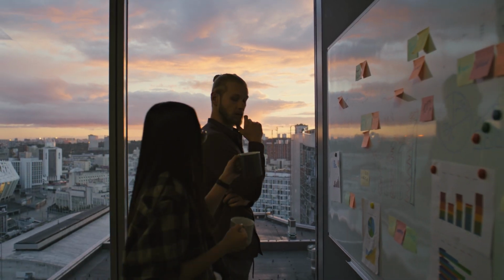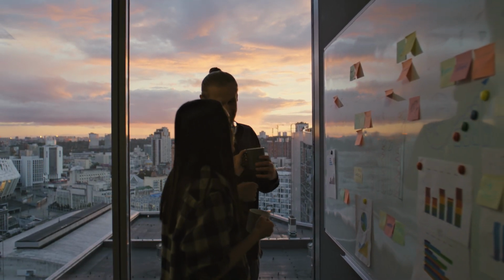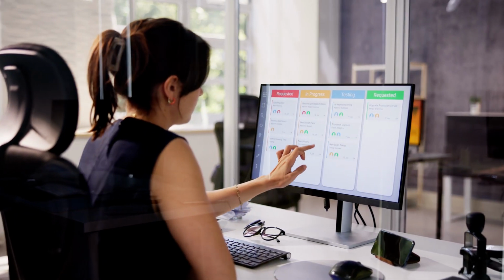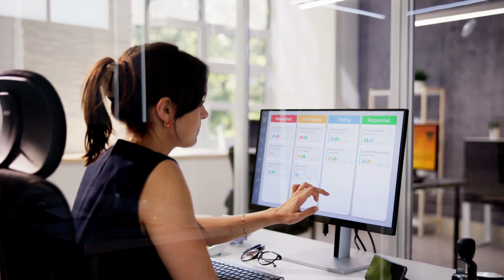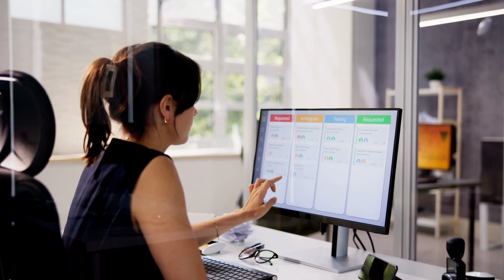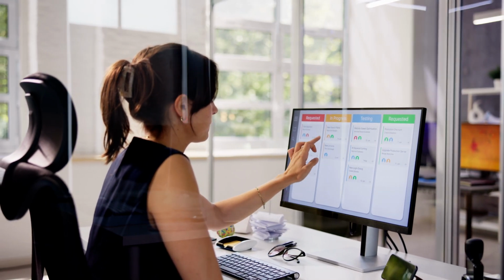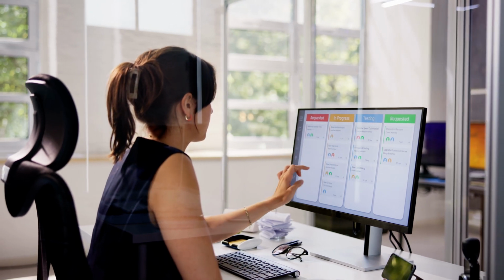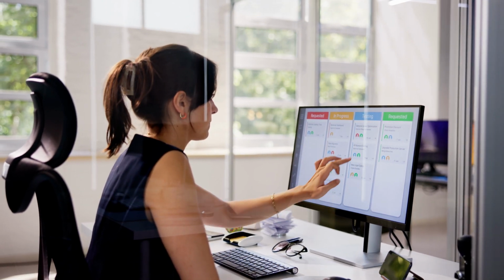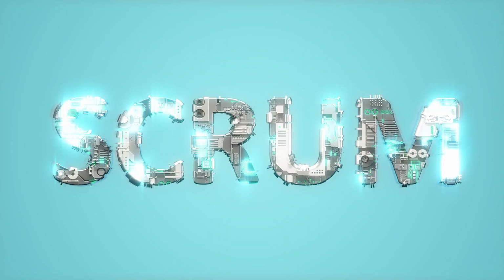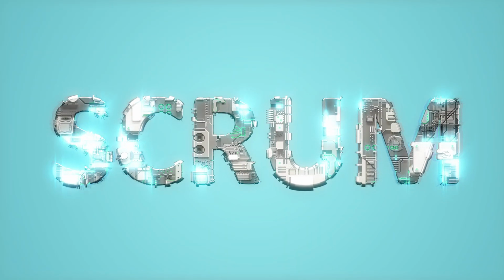And here's something a lot of teams miss. Cycle time can reveal issues that velocity charts just don't catch. Velocity tells you how much you're delivering, but cycle time tells you how efficiently you're delivering it. If your velocity looks steady, but cycle time is all over the place, that's a sign your process might need some love.